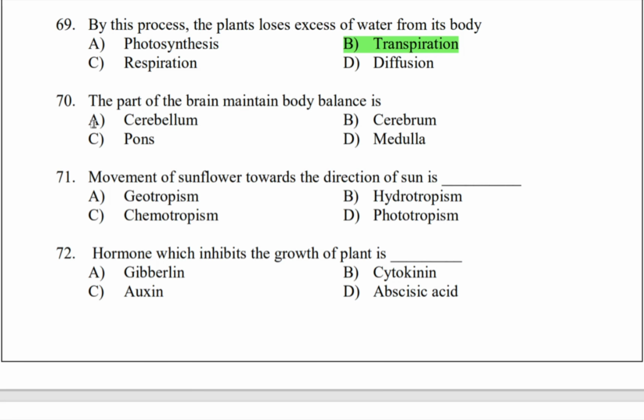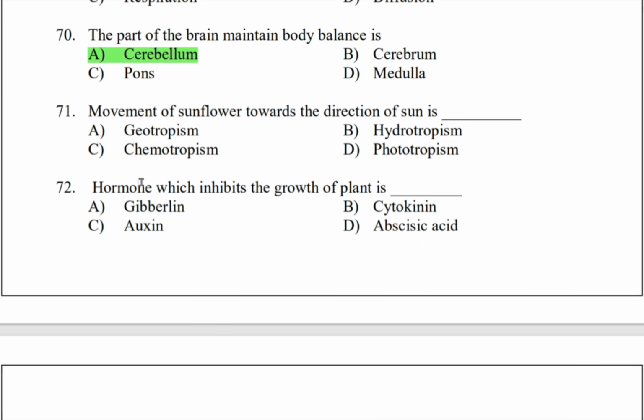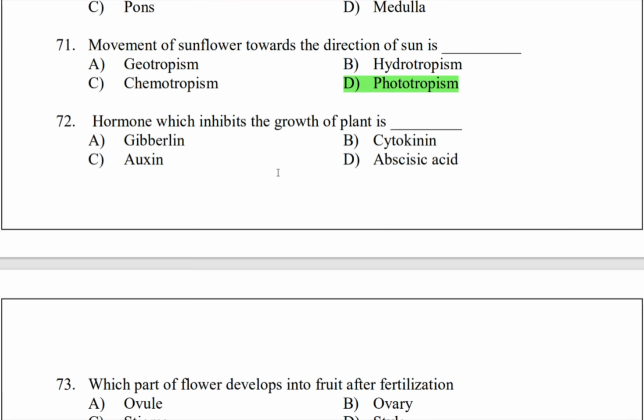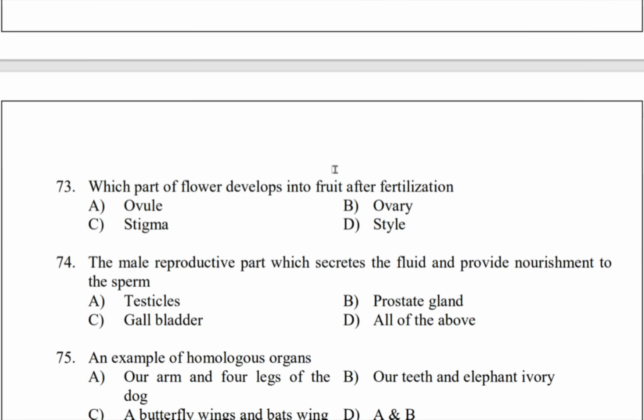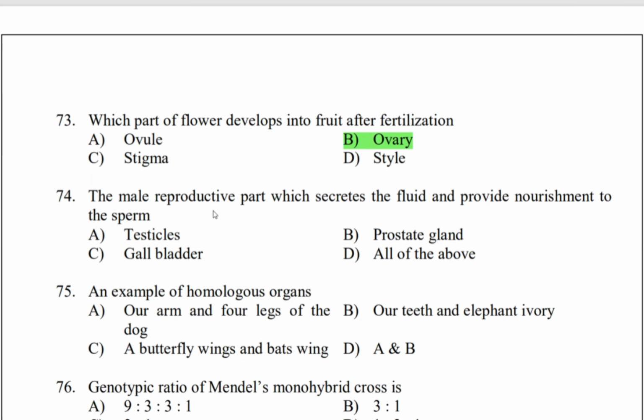The main part of the brain which maintains body balance is the cerebellum. Next question. Movement of sunflower towards the direction of the sun is an example of phototropism. Next question. The hormone which inhibits the growth of a plant is abscisic acid. Next question. Which part of the flower develops into fruit after fertilization? The correct answer is option B, ovary.